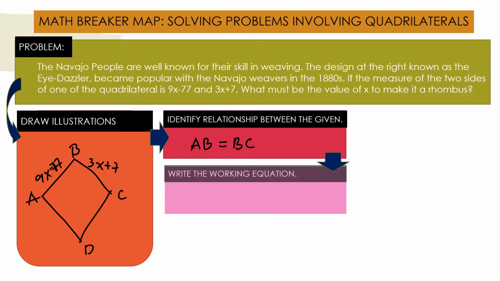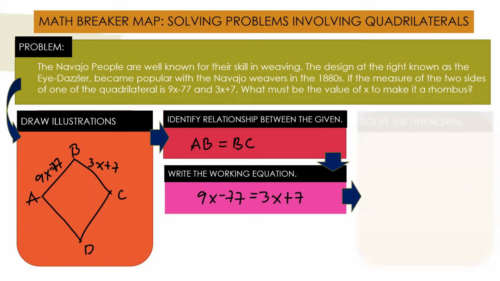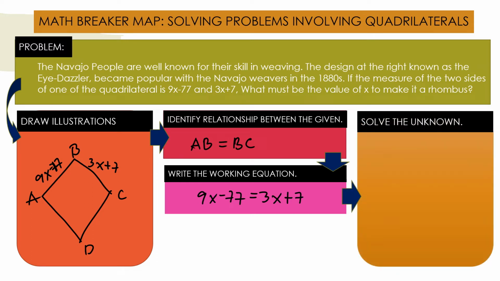Moving on, let us write the unknown. Let us write the working equation. So we will now have 9x minus 77 is equal to 3x plus 7. Let us solve for the value of x so that we will be able to make sure that the given figure is a rhombus. So 9x minus 77 is equal to 3x plus 7.